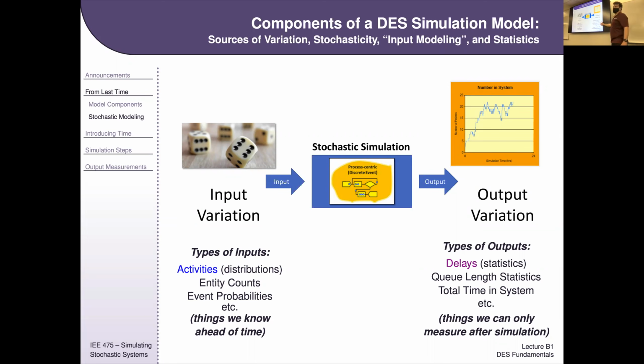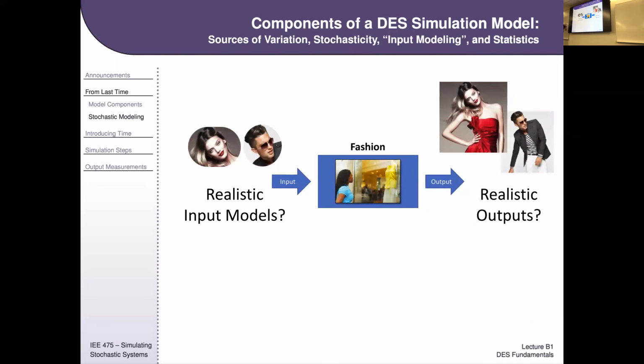And then that variation we then study with statistics. So the inputs to our systems are not the entities. The inputs to our systems are the variation that we put into the activities, for example. So these distributions that we use, these probabilistic distributions, those are the inputs. So we have to make sure that our inputs are realistic.